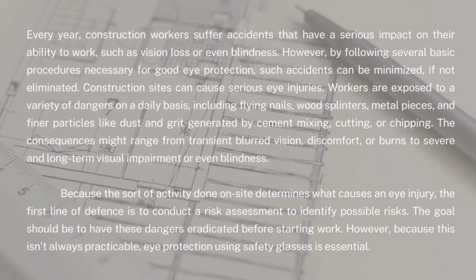Construction sites can cause serious eye injury because workers are exposed to a variety of dangers on a daily basis, including flying nails, wood splinters, metal pieces, and fine particles like dust and grit generated by cement mixing, cutting, or chipping. The consequences might range from transient blurred vision, discomfort, or burns to severe and long-term visual impairment, or even blindness, because of the nature of the activity. Then, one must determine what caused the eye injury.